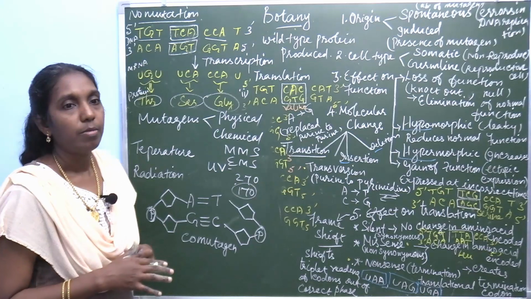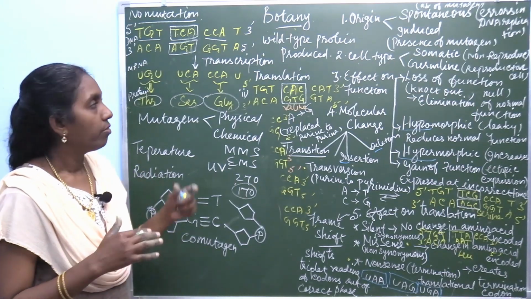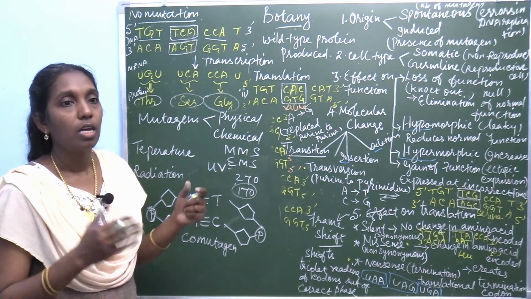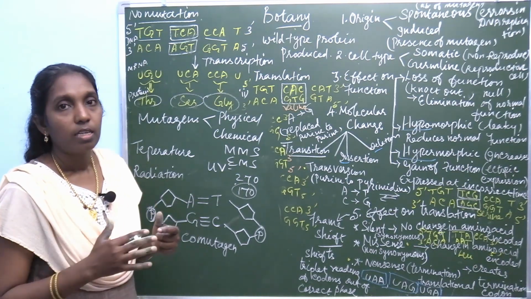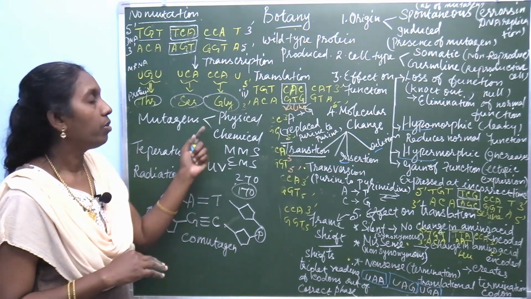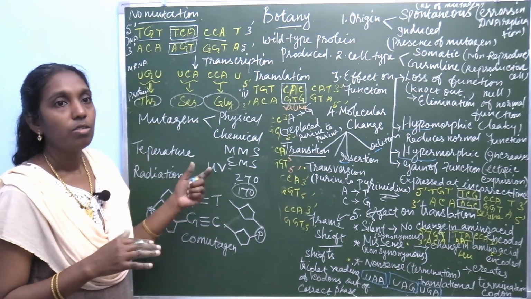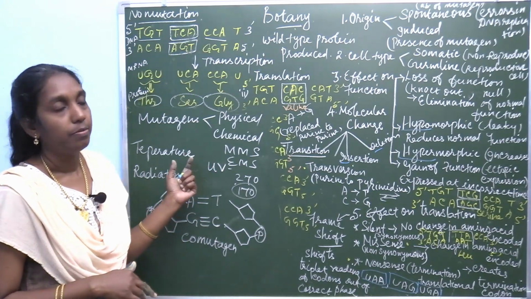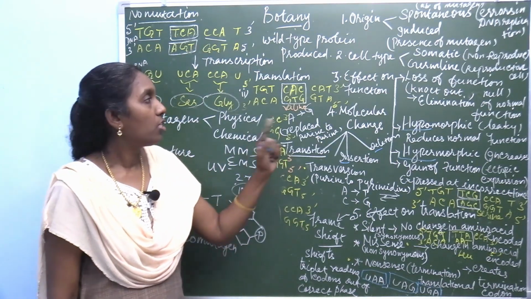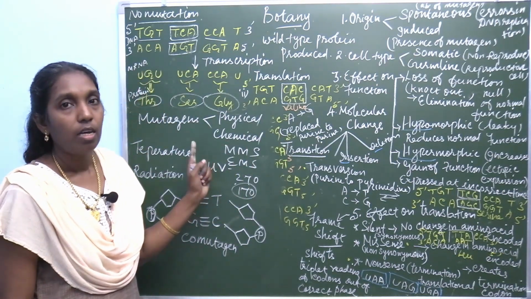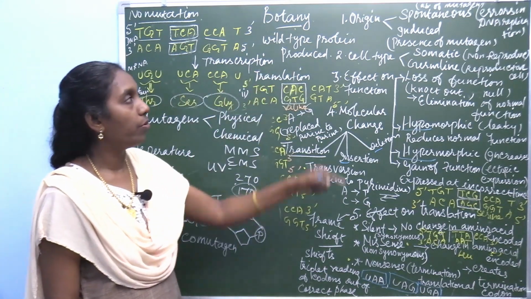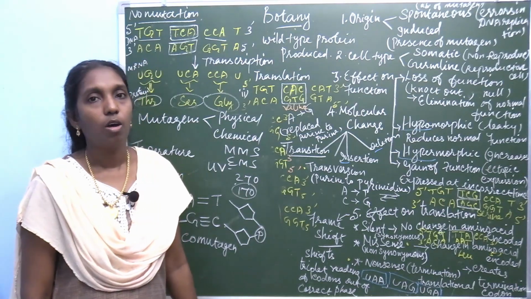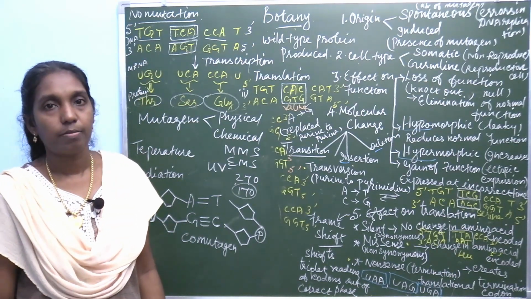Then mustard gas, which was used as a chemical weapon in the First World War, is used as a chemical mutagenic agent. These chemical substances induce mutation. So these are the two questions you have learned today: the first question is types of mutation and the second question is mutagenic agents, or mutagens. Thank you.